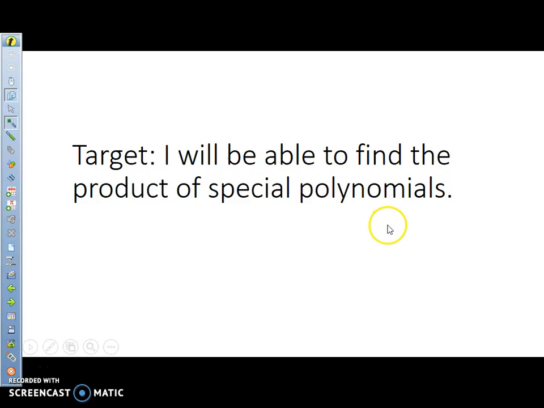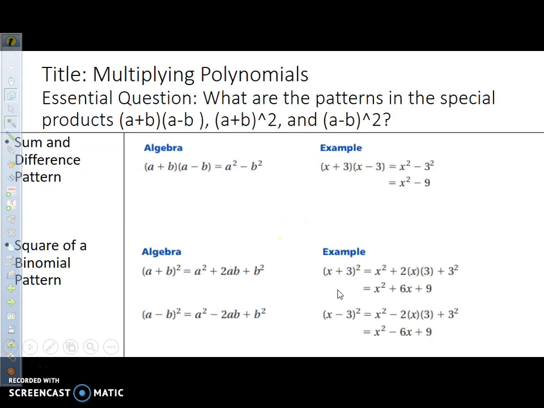Hey guys, tonight we are going to be looking at finding the product of special polynomials. These ones are special because they have a unique pattern to them that all the other ones don't. There are two types of patterns: sum and difference patterns and square of binomial patterns. Now you're going to try and describe the pattern in this essential question, okay?